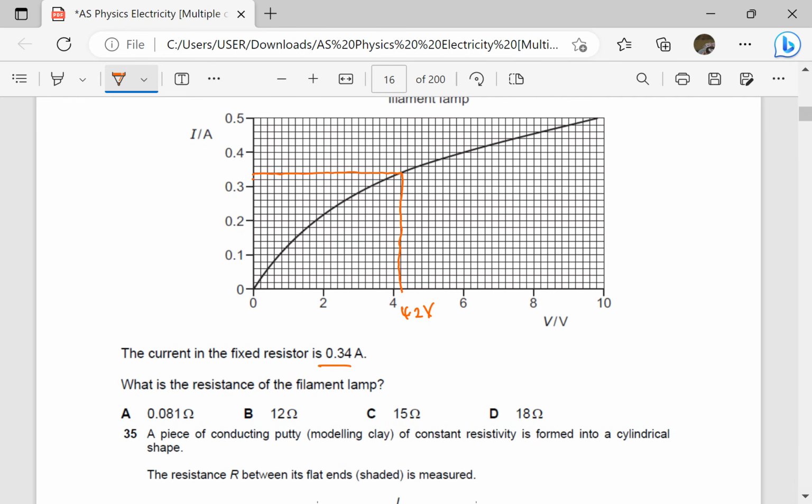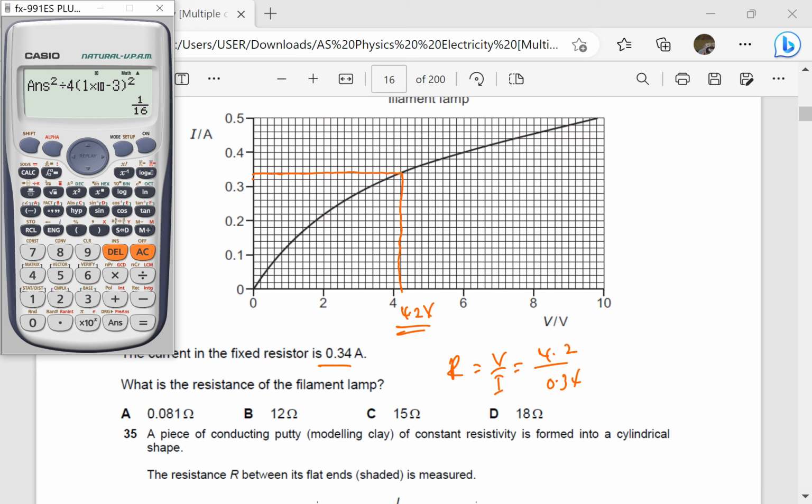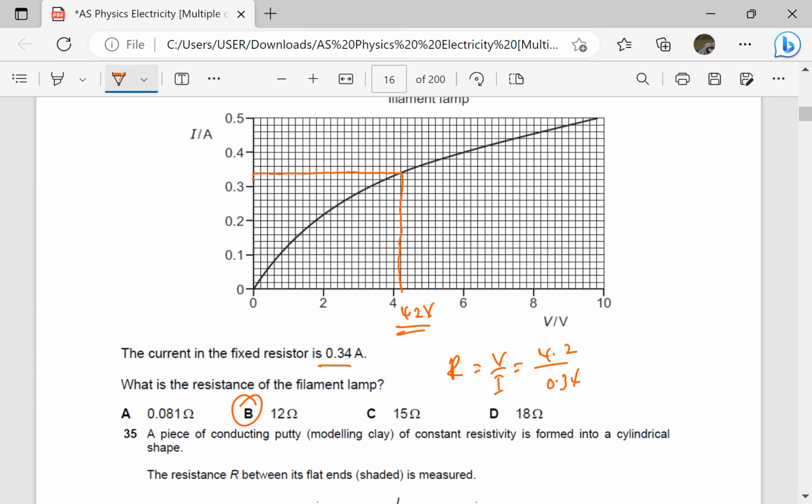What is the resistance of the filament lamp? We now know the PD across the filament lamp is 4.2 and the current is 0.34. So the resistance is V over I, 4.2 divided by 0.34. That gives us 12.3 and so on. That is about 12 ohms. So the answer is 12.